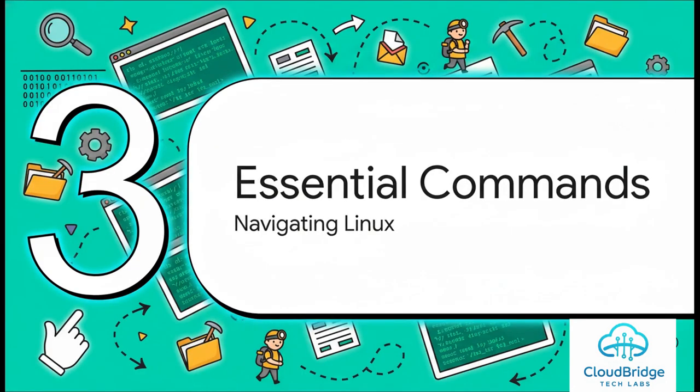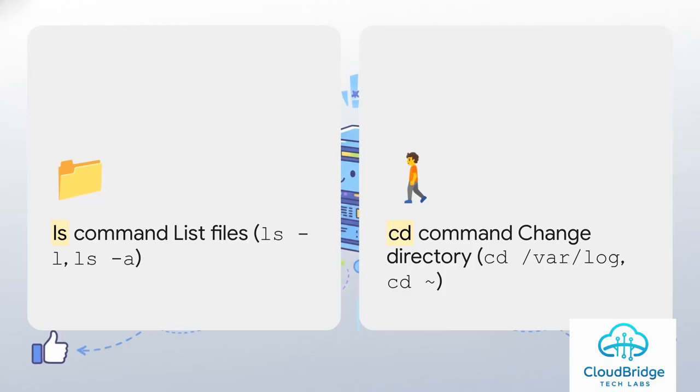Section 3. Essential commands. Navigating Linux. So, the two most fundamental actions you're going to take in Linux are looking around and moving. Now, ls is how you list files. It's kind of like turning on the lights in a dark room. You can use flags like -l for a detailed long list, or -a to show hidden files. On the flip side, we have cd, which stands for change directory. This is how you boldly walk into a new room.